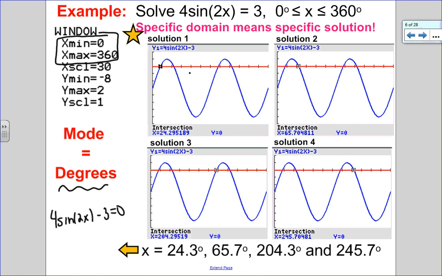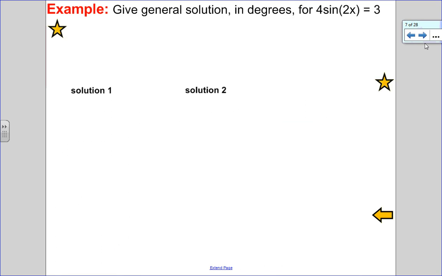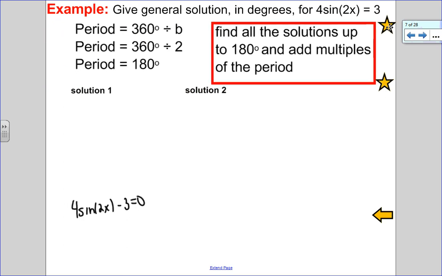So I want to look at this question here and look at how do we solve this if we're looking at a general solution. So for a general solution, again, the first thing I do, just like I did on the other page, I set it equal to 0. So that's the equation I'm solving. But this time I'm not given a domain restriction. So I need to figure out what my period is. Because I'm dealing with degrees, I do 360 divided by my b value of 2, which gives me a period of 180. So I want to find all the solutions from 0 to 180, and then the cycle will repeat. So I just use those solutions and add on multiples of the period.